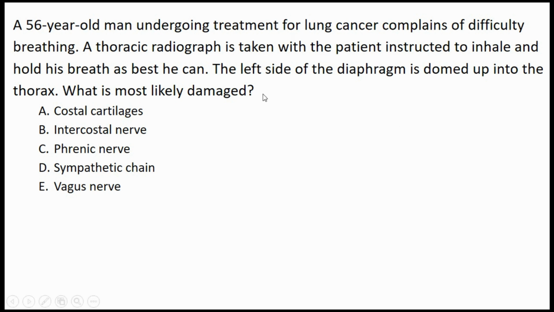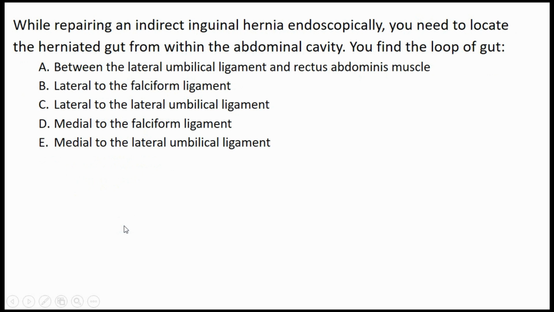All right, so we've got hemidiaphragm, bulging of the diaphragm up into the thorax. Diaphragm is innervated by C, the phrenic nerve. I will keep asking this until everybody in class gets it right. Phrenic nerve, C3, 4, and 5, innervates the diaphragm. Now the intercostal nerves, they have some sensory input to the diaphragm, but not motor. And sympathetic chain, not going to innervate the skeletal muscle of the diaphragm, nor will the vagus nerve do that. Okay, pause, come back when you're ready.